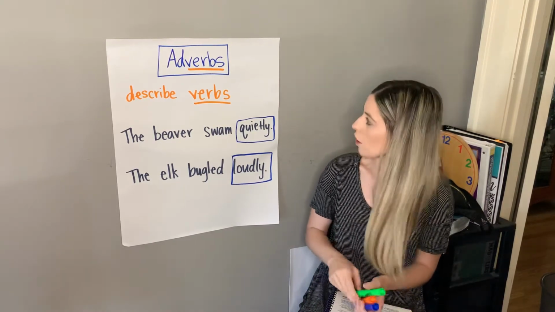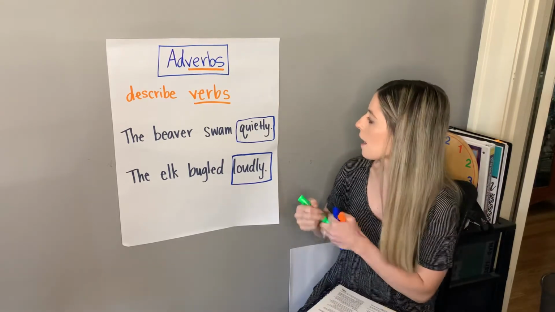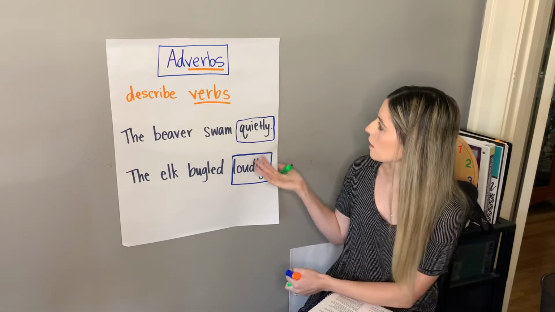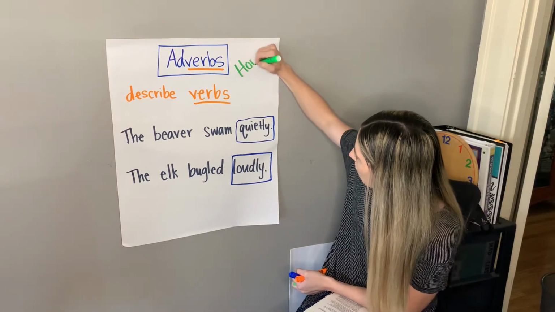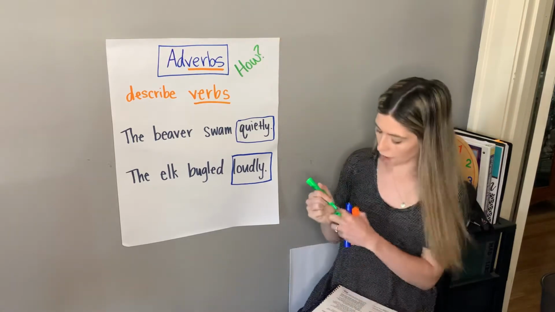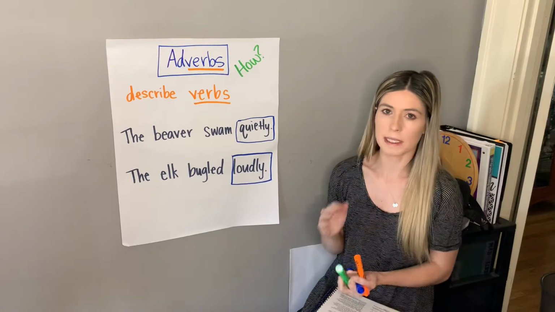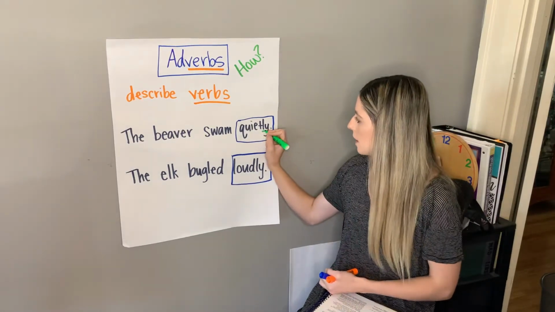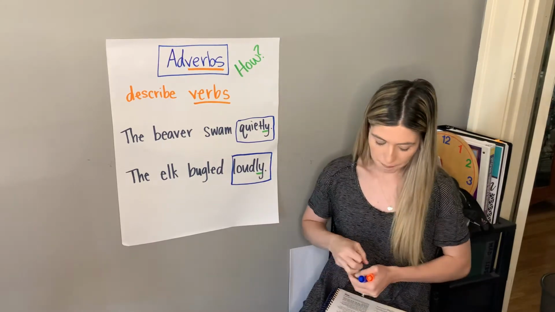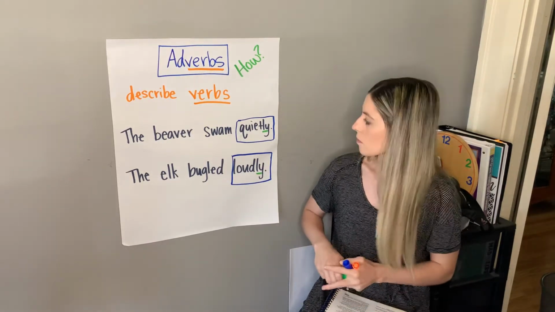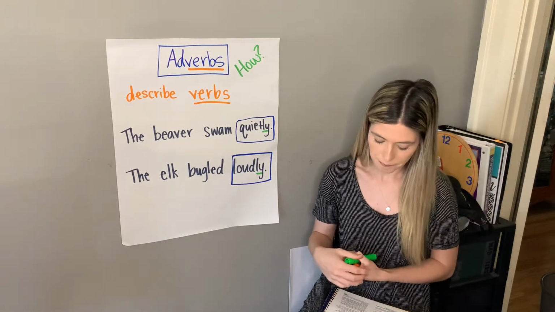I want you to know that you can ask yourself how. How did that happen? And that's how you're going to figure out what the adverbs are. So ask yourself how. The other clue that I gave you yesterday was that most of the time, not always, but most of the time, adverbs end in ly. It does so for both of these words and most adverbs. So that's a huge clue to help you find adverbs in a sentence.